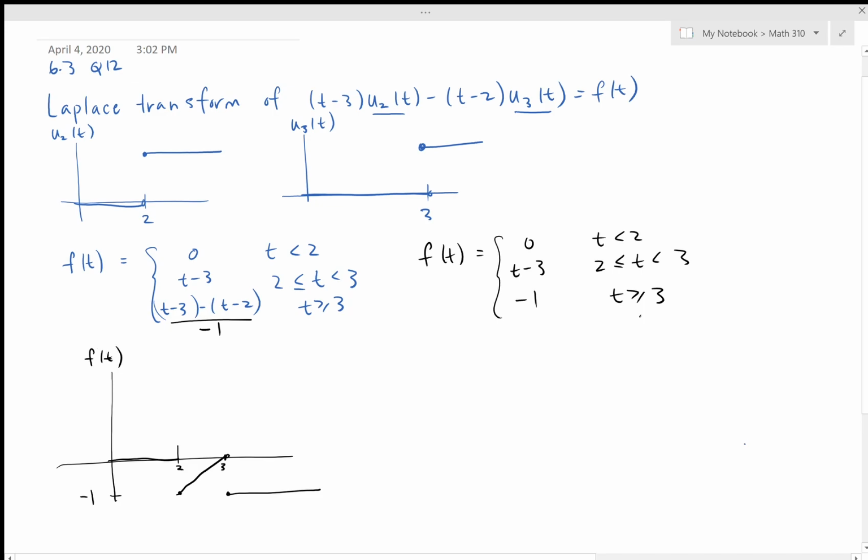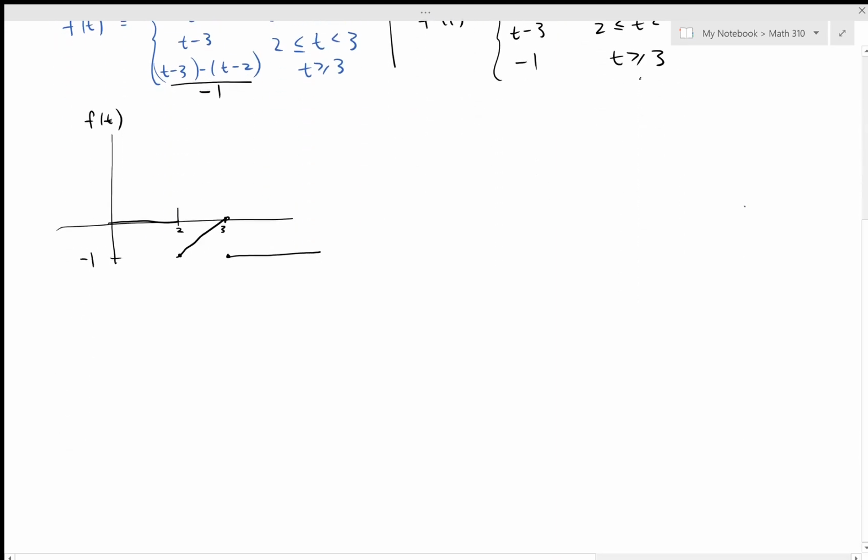Okay, so you want to be able to go from the case statement version of the function to the version using the unit step function. You need to be able to go back and forth, and you should also be able to draw the function. Now we're going to find the Laplace transform of this function using two different methods. Method one is going to be using the Laplace transform table, and method 2 is going to be doing it from the definition of the Laplace transform.